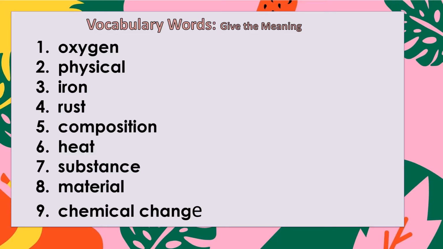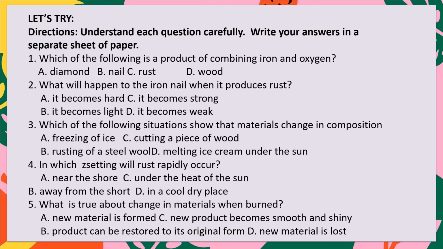Let us give the meaning of the following words. Oxygen, physical, iron, rust, composition, heat, substance, material, and chemical change. Try to answer the following questions. Write your answer on a separate sheet of paper.